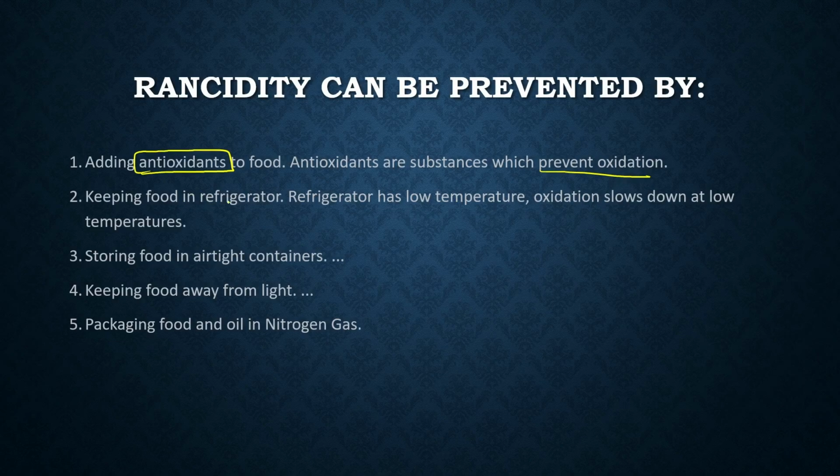Next is by keeping the food in refrigerator. So how can refrigerator help us prevent rancidity? In refrigerator we know that the temperature is very low. So when the temperature is low, the rate of a chemical reaction always decreases. So the oxidation process slows down. So that is why the food doesn't become rancid very easily. Next thing is storing in airtight containers. So the oxidation process will not happen that easily. Then storing it away from light and packing the food in the nitrogen gas. So nitrogen gas provides the inert atmosphere and prevents oxidation.